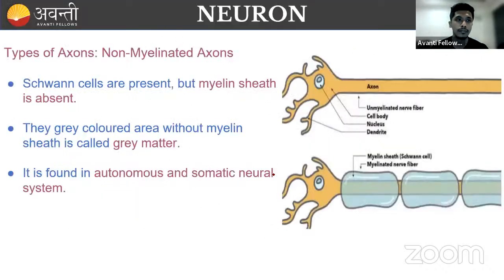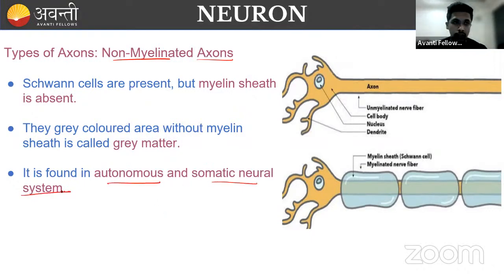Okay. Now, another type of axon is the non-myelinated axon. In a non-myelinated axon, the Schwann cells are present, but they do not secrete any myelin sheath, which means the myelin sheath is absent. So they appear gray, as I said, because of the absence of the myelin sheath. So where are they found? They are found in the autonomic as well as the somatic nervous system.